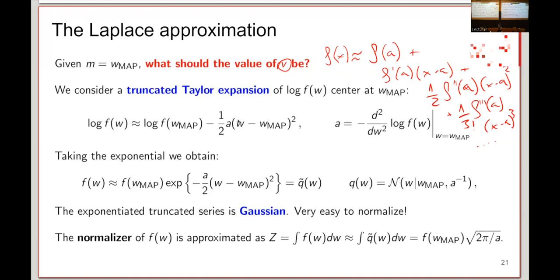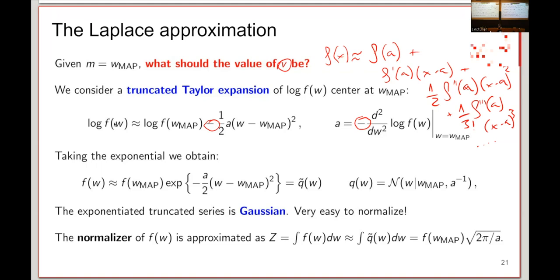I wrote this minus here deliberately, because Gaussians are the exponential of quadratic functions, and these Gaussians usually have a minus sign here. So that's why I wrote it in this way. Otherwise, you could just write plus and then plus. So we have this second order Taylor approximation to f.